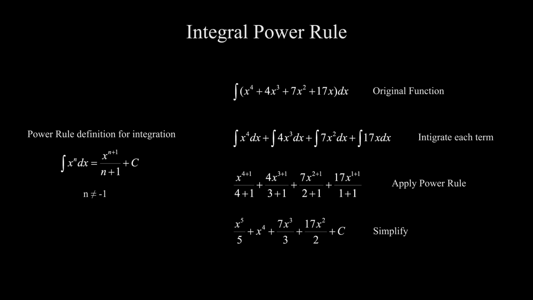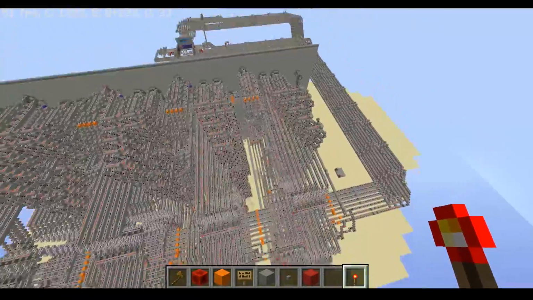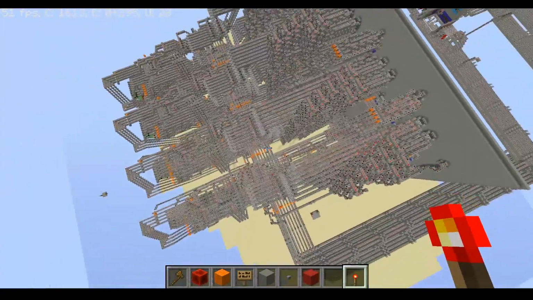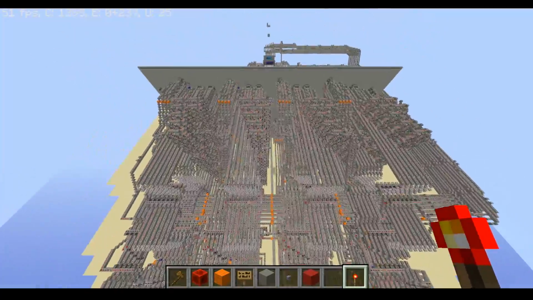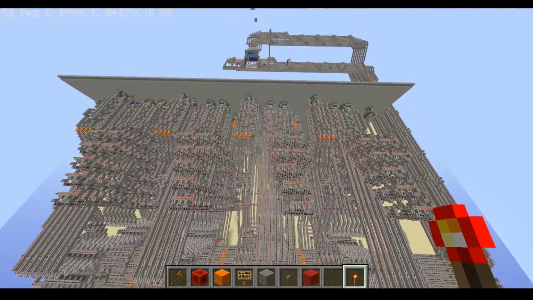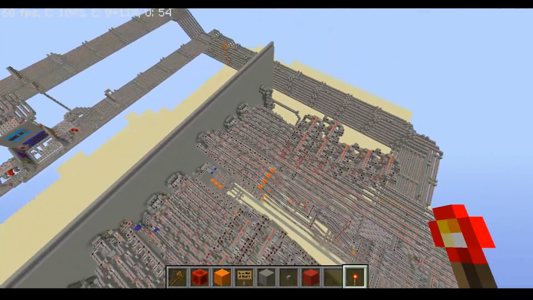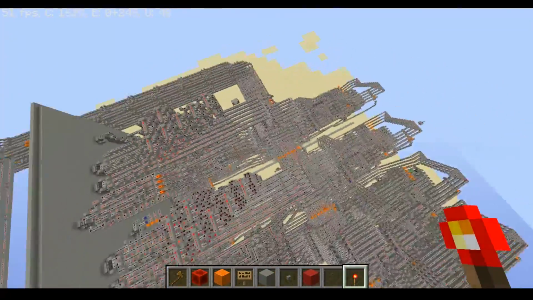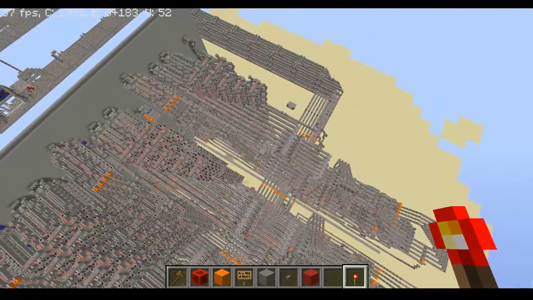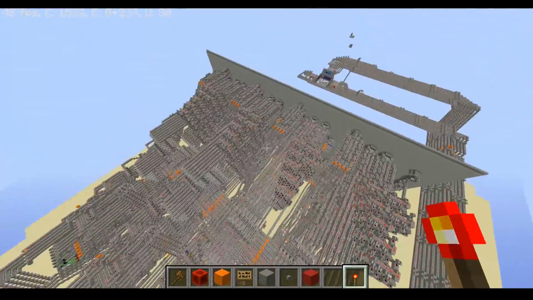And so that function at the bottom is the integral of the original function. Alright, now that we know how to calculate a derivative and integral, let's look at the redstoning behind this. If you've noticed, since we have 4 terms, there are 4 different display segments, ALUs, and busing. So it's basically the same thing, but just 4 terms.